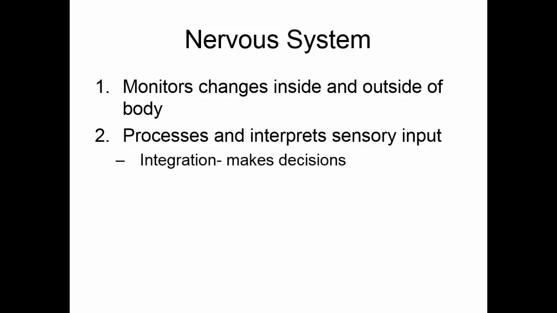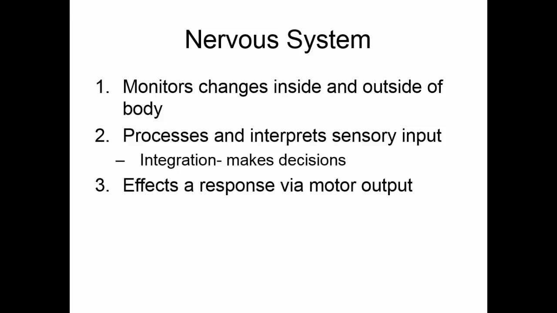We integrate the input. We make decisions based on that information. And then we have some sort of response via motor output. This activates a muscle or a gland. The nervous system can be kind of complicated, so let's take a little overview of what we're going to look at as we go through this system.